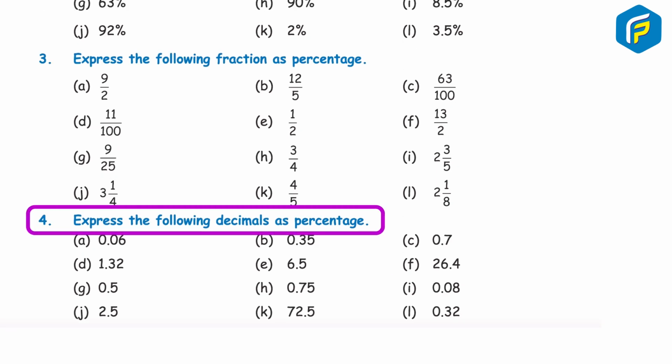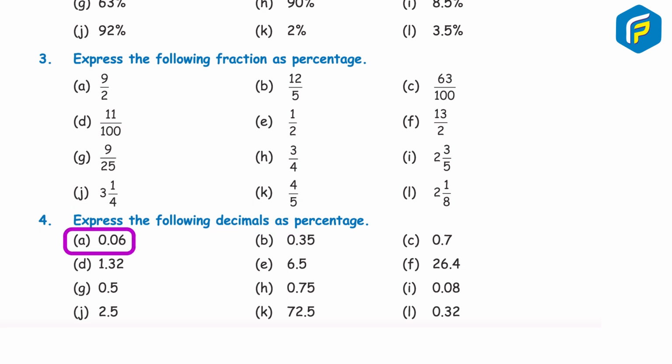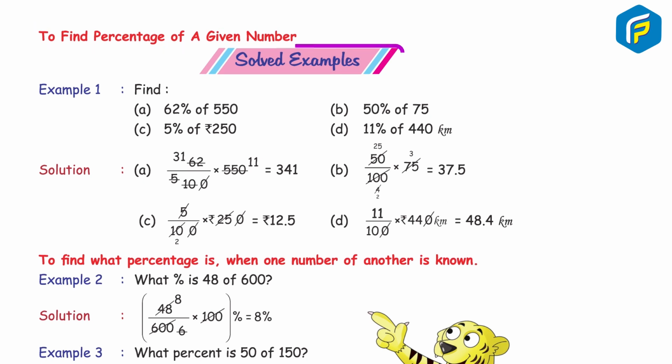Question 4. Express the following decimals as percentage. A 0.06, 6%, B 0.35, 35%, C 0.7, 70%, D 1.32, 132%, E 6.5, 650%, F 26.4, 2640%, G 0.5, 50%, H 0.75, 75%, I 0.08, 8%, J 2.5, 250%, K 72.5, 7250%, L 0.32, 32%. To find percentage of a given number, solved example.